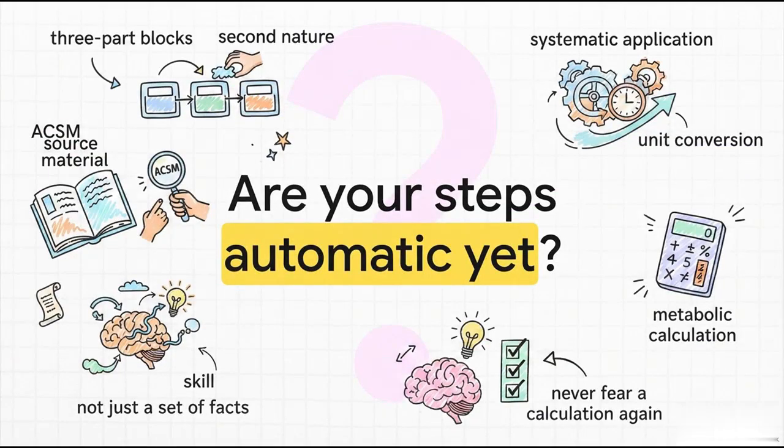And that brings us to our final thought for today. The ACSM source material clearly warns that these equations are a skill. They are not just a set of facts you can skim over once. So ask yourself, are your steps automatic yet? Take the blueprint from this explainer and immediately practice the mixed problems. Force yourself to convert those units first, plug them into the 3-part block second, and adjust the final output third. Practice this until it's second nature, and I promise you will never fear a metabolic calculation again.